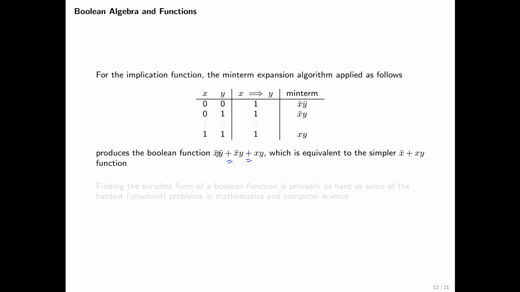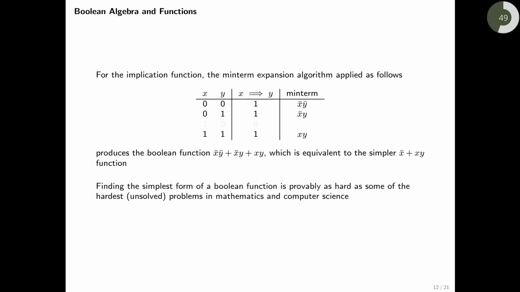And you can check that. You can just plug in values for x and y, and you'll see that you correctly retrieve the truth table for the implication function from either of these formulae. Right? So now the question is, given a formula such as this, is there an algorithm to simplify it to something like that? Well, the answer to that is no.